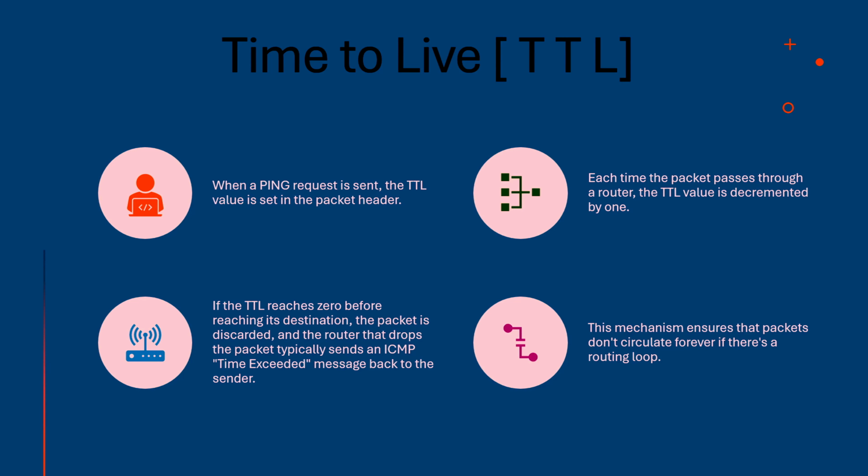Let's see. So when a ping request is sent, the TTL value is set in the packet header. When the data packet is sent, the value is set on that packet header itself, and each time the packet passes through a router, the TTL value is decremented by 1. That means when it moves out from our immediate router, the value will keep reducing. Now if the TTL reaches 0 before reaching the destination, the packet is discarded.